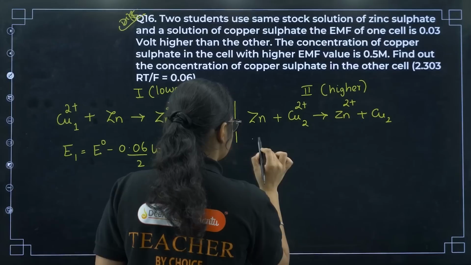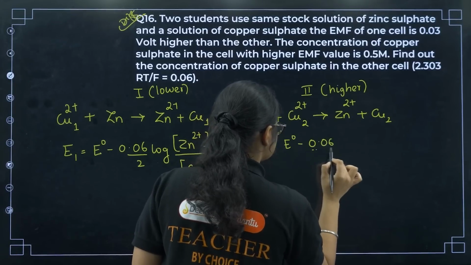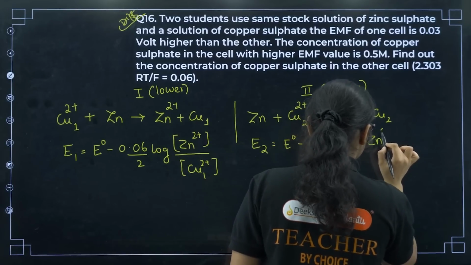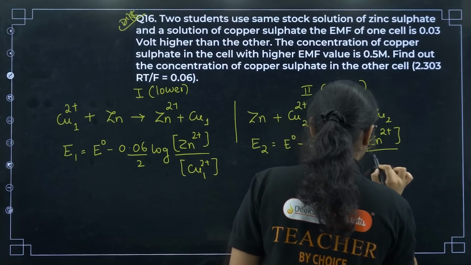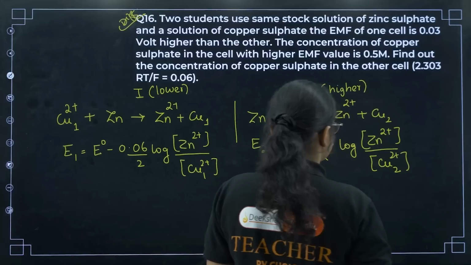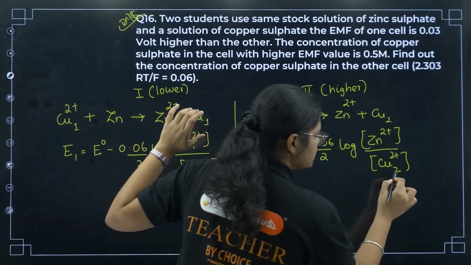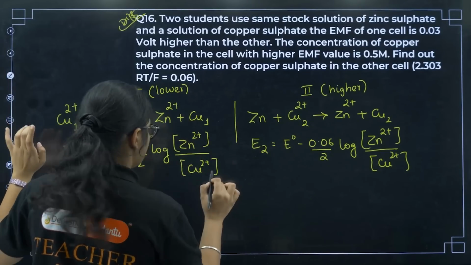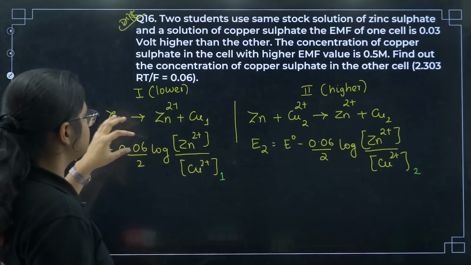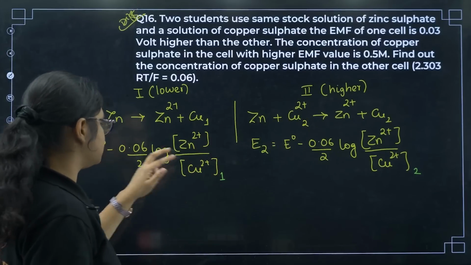Now similarly for here I will get E2 is equal to E0 minus 0.06 by 2 log of the same Zn2+ concentration divided by Cu2 2+ concentration. Here, let me write Cu1 and Cu2 outside so that you don't get confused. Now the higher value is how much higher? It is 0.03 volt higher. So I will subtract these two equations.